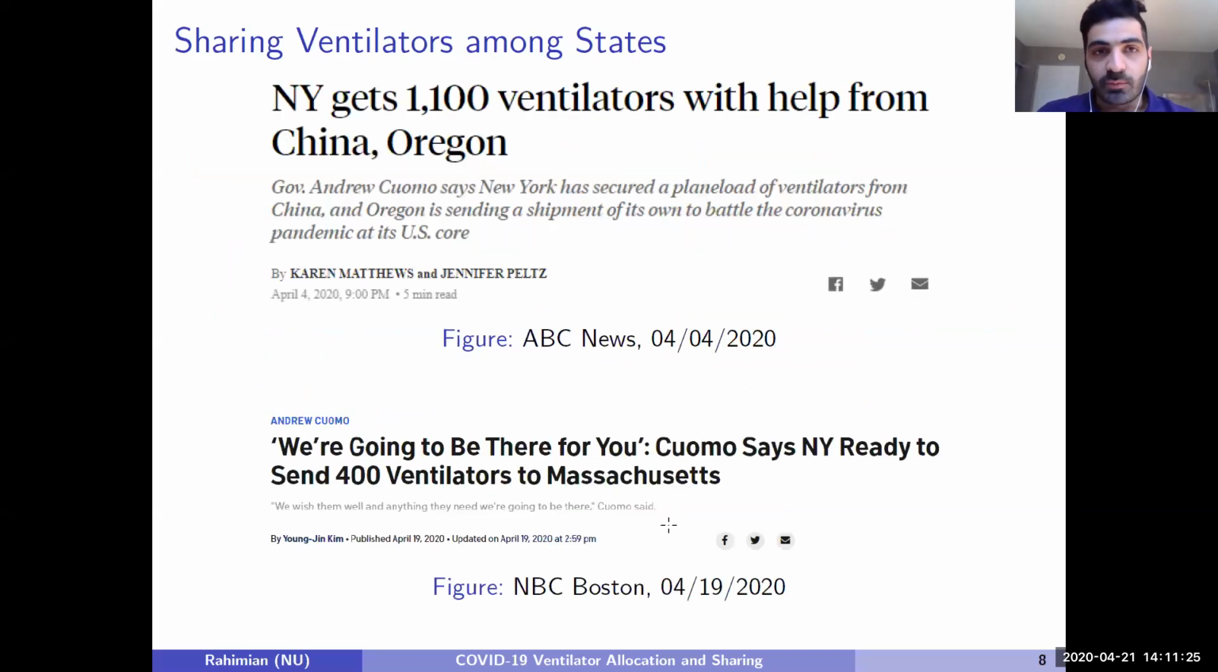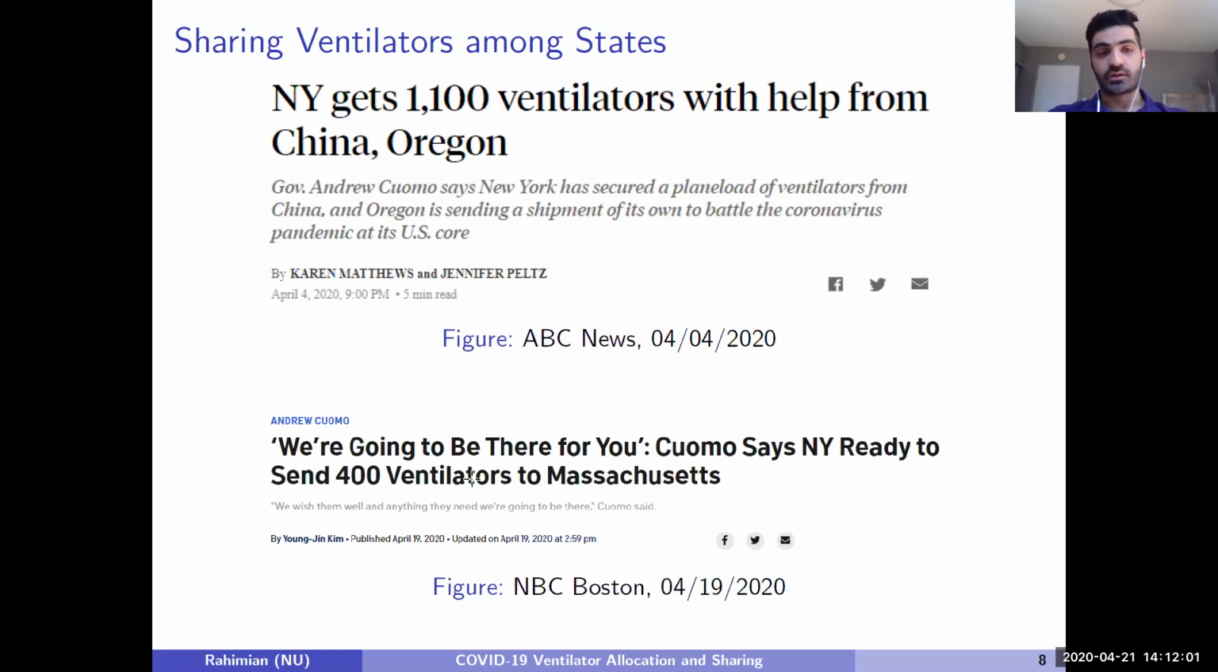These observations were also seen in practice, where as of April 4, the state of New York got 1,100 ventilators from the state of Oregon and also China. There was also some news that New York got some ventilators from California, which hadn't hit its peak yet at that time. And now that the state of New York has passed its peak on April 15, according to IHME, they have started giving away their ventilators to other states.